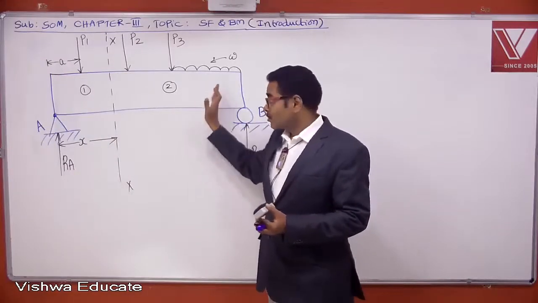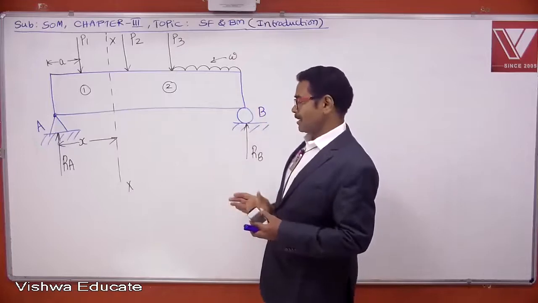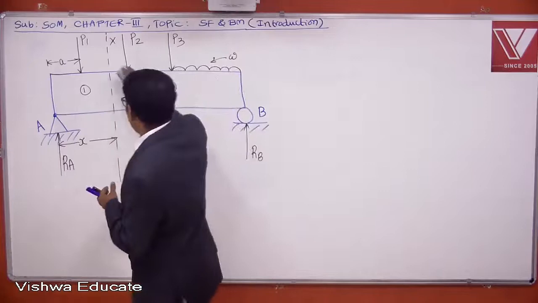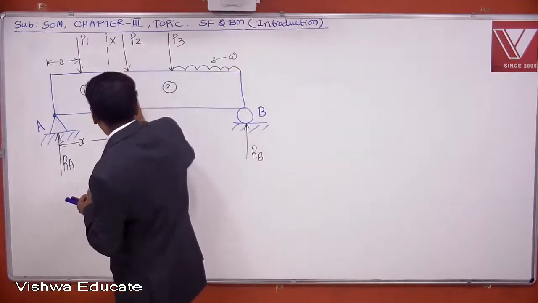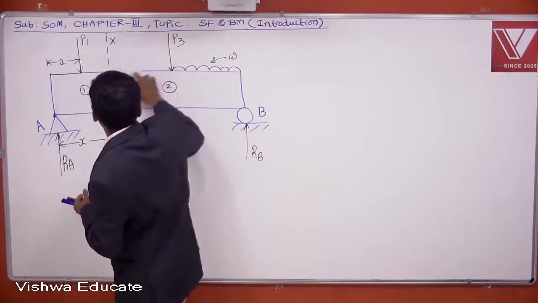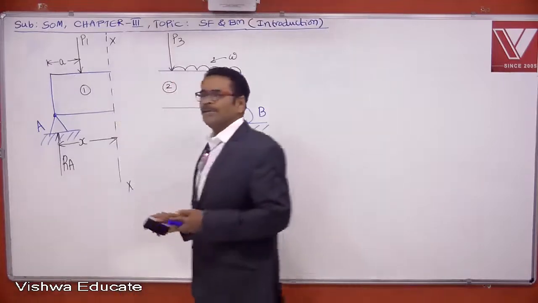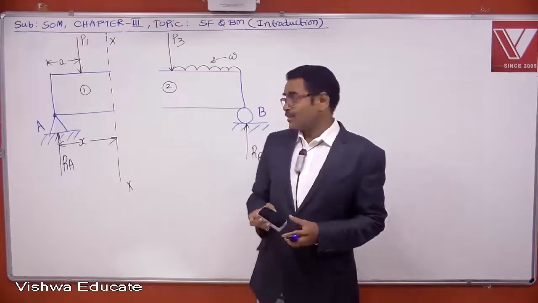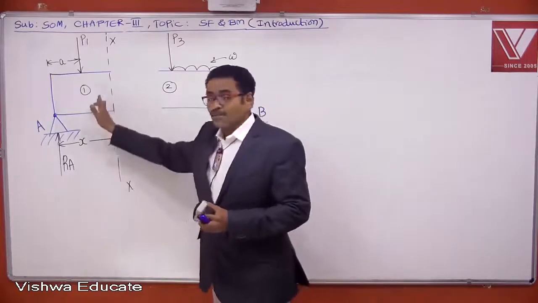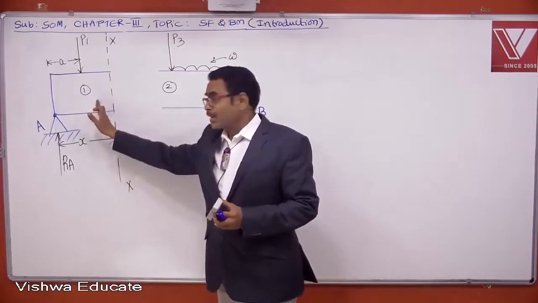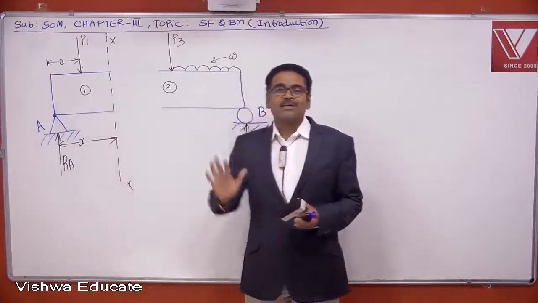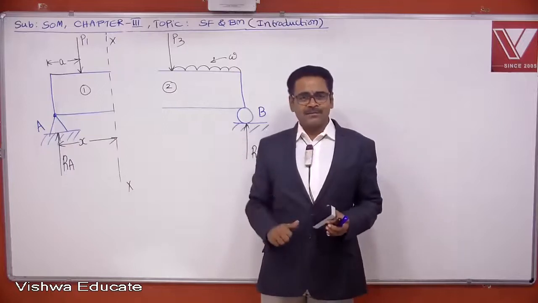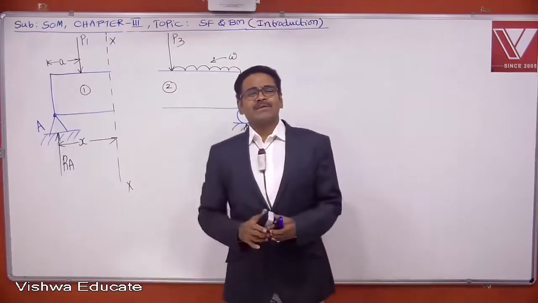Okay. So here, I want to take equilibrium of section 1. Section 2 you can also take, no problem, right? Either you can take section 1 or section 2. So for my analysis, I am taking equilibrium of section 1. Currently this section is in static equilibrium. The right section will also be in static equilibrium. The total beam will also be in static equilibrium.